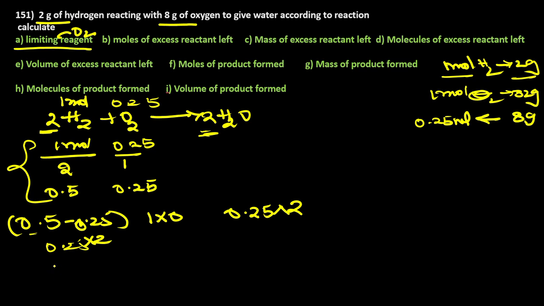So the final moles will be 0.5. Oxygen, 1 into 0, is 0. And here 0.5 moles of water is formed. So here 0.5 mole of hydrogen is the excess.